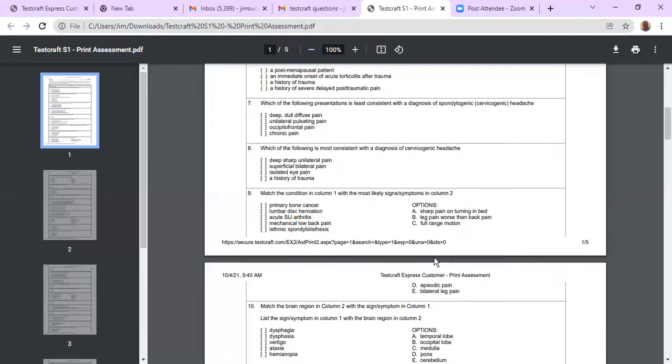A deep, sharp unilateral pain would make me think of something other than that, as a first guess anyway. A person telling me they've got a headache following trauma, I'd be thinking cervicogenic. Okay. Perfect. Particularly if this has been going on for a while. Okay. I'm just going to write that down.